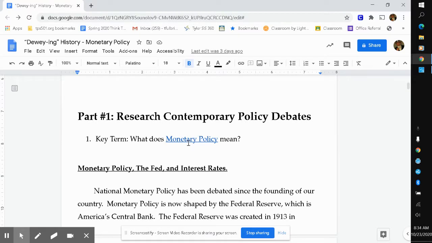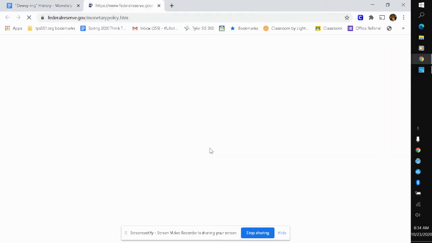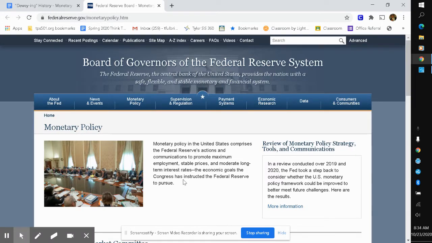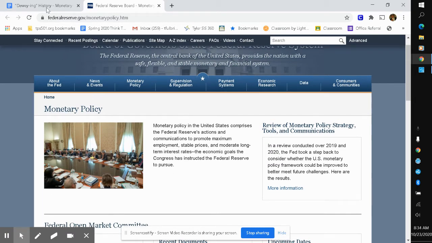In order to study monetary policy, we need to actually understand what monetary policy means. So we're going to go to this link and find on the Federal Reserve's website, monetary policy in the United States comprises the Federal Reserve's actions and communications to promote maximum employment, stable prices, and moderate long-term interest rates. So who's in charge of monetary policy? That'd be the Federal Reserve. And their three roles are promote employment, keep prices stable, and moderate long-term interest rates.